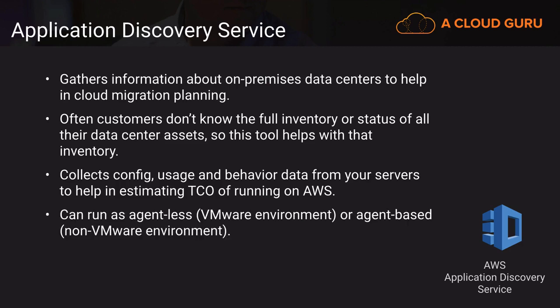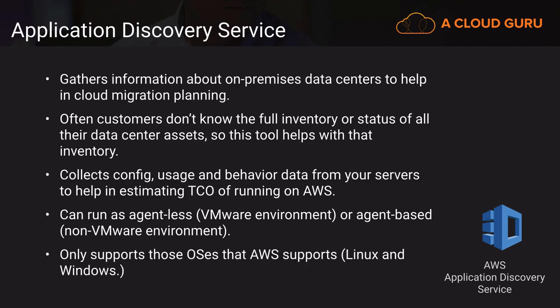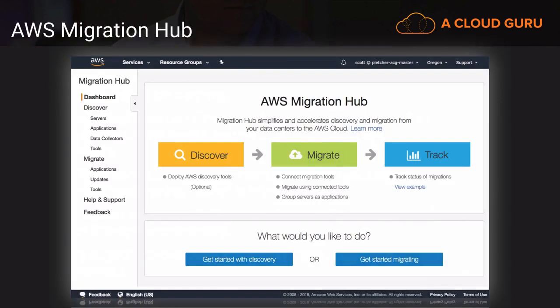And it can run agentless in a VMware environment, or it has to have an agent if you're not in a VMware environment. And it only supports OSs that AWS supports, namely Linux and Windows. Now, all these services kind of roll up together and can be viewed in a project view in the AWS Migration Hub. And you can get to this straight off the AWS console.